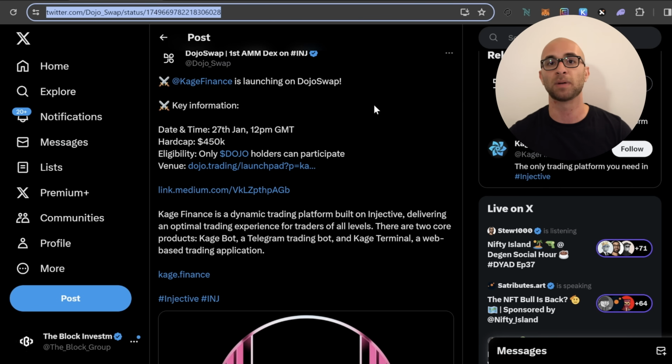Now it's come down some, but they've announced today they're actually going to be using some of their funds to buy back this token if it goes under pre-sale, and I'm expecting they're going to do the same thing with KAGE.